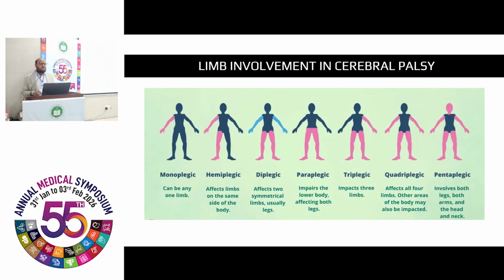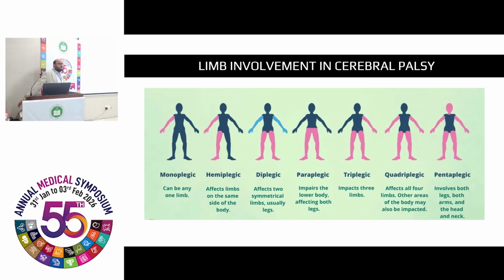If there is symmetrical involvement of two limbs, like both upper limbs or both lower limbs, it is called diplegic. The commonly involved in diplegic are usually both lower limbs. In paraplegic, it usually affects both lower limbs. In triplegic, usually there is involvement of two symmetrical limbs and another single limb.